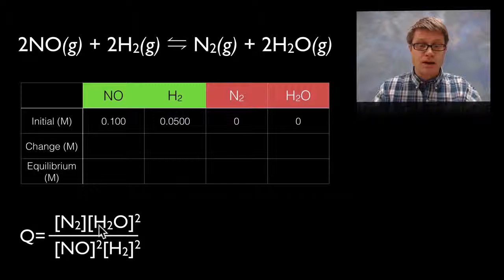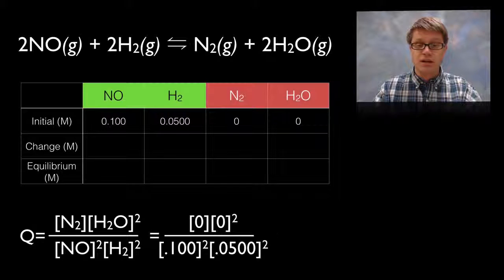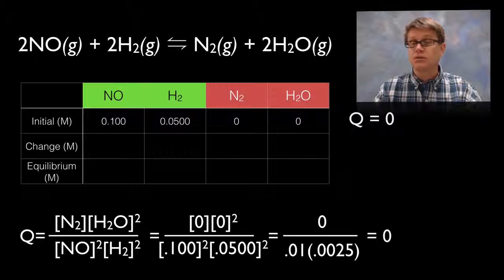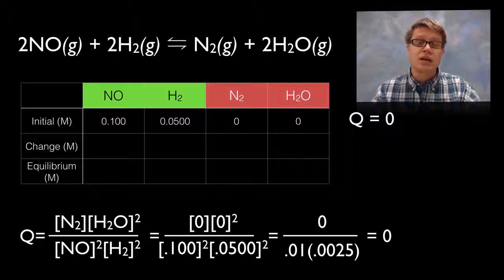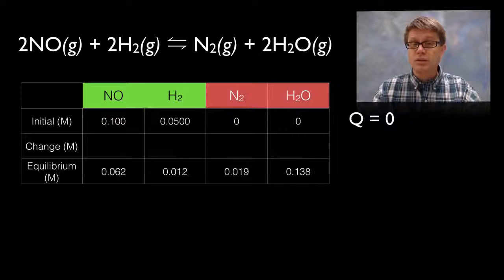Now, how did I write this out? Again, it's water raised to the second power, because we have 2 moles right here, times nitrogen. This is going to be real simple because both of these values are going to be 0. So if I were to plug those values in, I get 0, and I get a Q value equal to 0. So let's say that that's our initial state. Could you calculate our equilibrium state if I give you those molarities at that point?